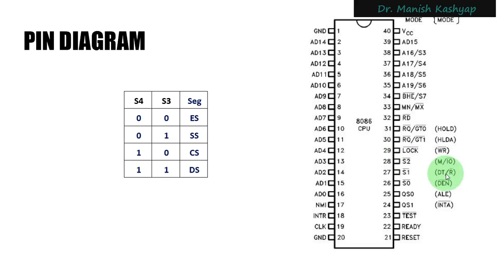Now this DT/R, data transmit or receive. Whether you are trying to transfer the data or receive the data, it is indicated by this particular pin, right? Then you have DEN. DEN stands for data enable output, right?